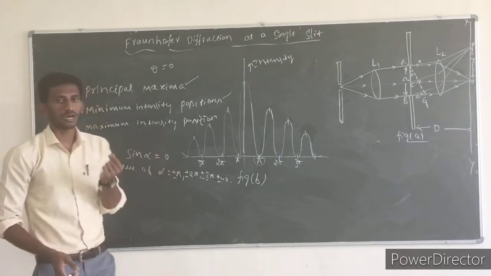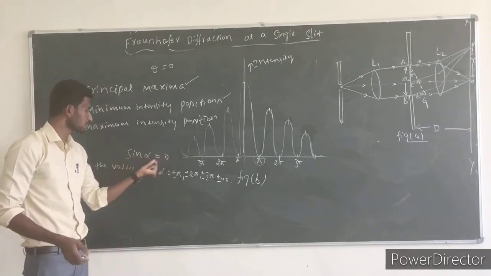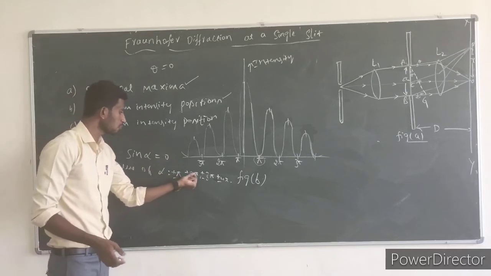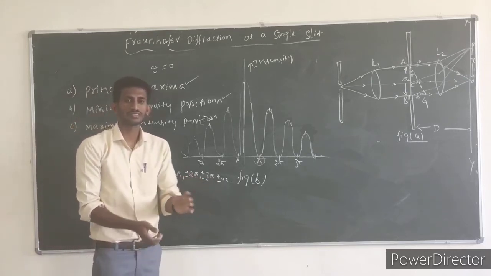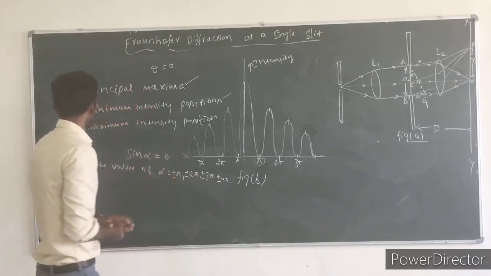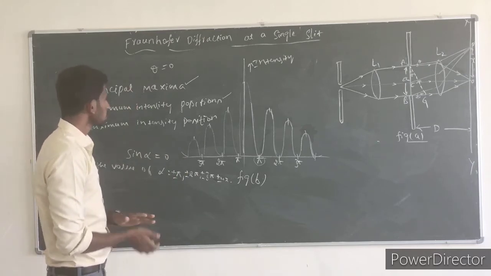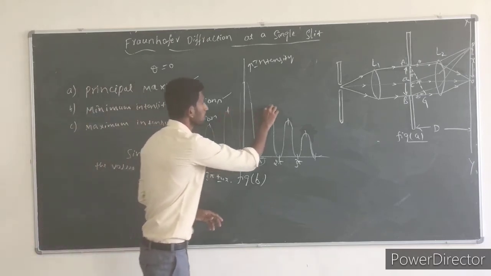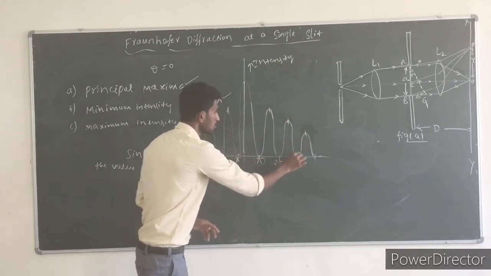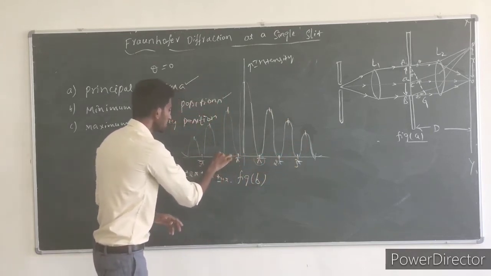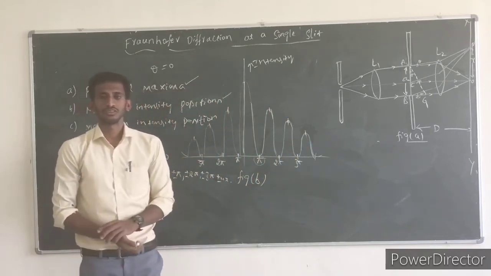The values of alpha which satisfy sin alpha is equal to 0 are plus or minus pi by 2, plus or minus 2 pi by 2, plus or minus 3 pi by 2. So next, the maximum intensity position. So these are the maximum intensity. So these are the minimum intensity positions.